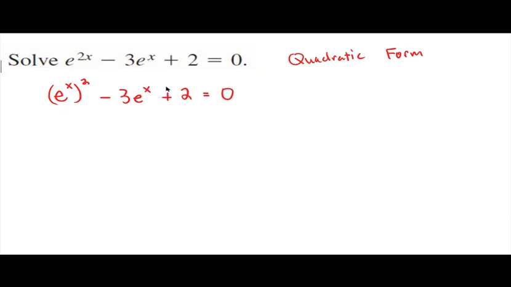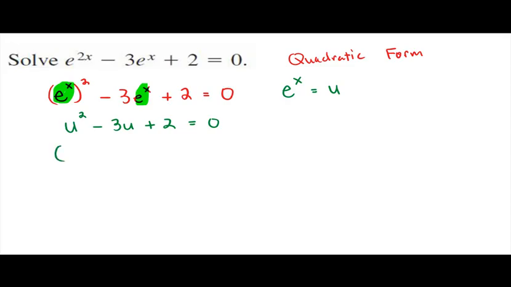So you notice here, if I do a quick substitution, let's say I make e to the x equal to the letter u. Well, e to the x right here and e to the x, I can replace with the letter u. So I would get u squared minus 3u plus 2 is equal to 0. So you notice this is a quadratic. This is what we mean by quadratic form. This exponential equation is in quadratic form because we can treat it just like a quadratic.